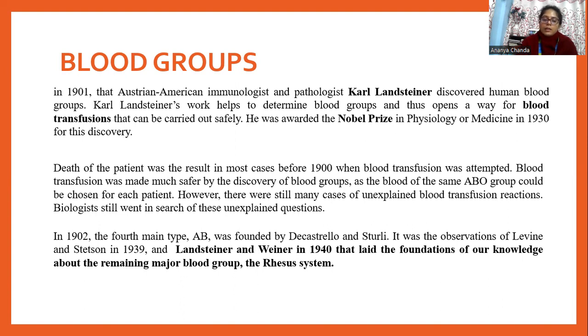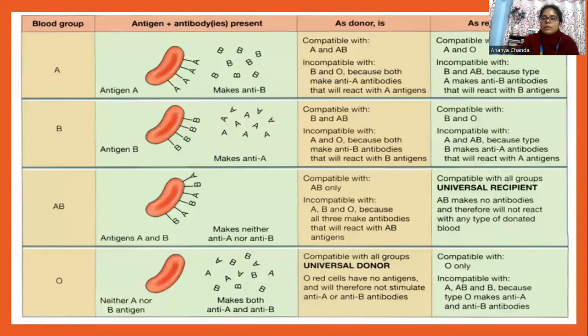Further, in 1902, the fourth main group, the AB blood group, was found by Decastello and Sturli. And then in 1940, Landsteiner and Wiener discovered the rhesus system, that is the positive and negative determination of that particular blood group. So this is a common general blood group type.